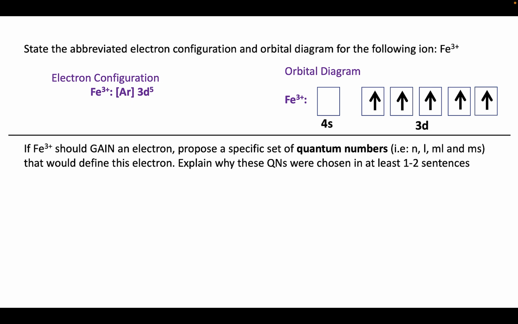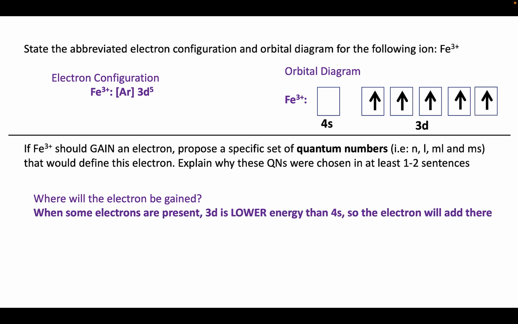The final question is, what if we put an electron into this iron 3? What is a specific set of quantum numbers to define this electron and why? The first thing we need to know is, what orbital is this electron going to reside in? The answer is that we have occupancy in 3d, so the electron should add into 3d, as that is the lowest energy state.